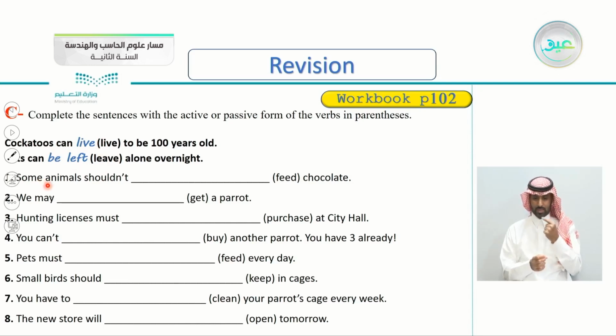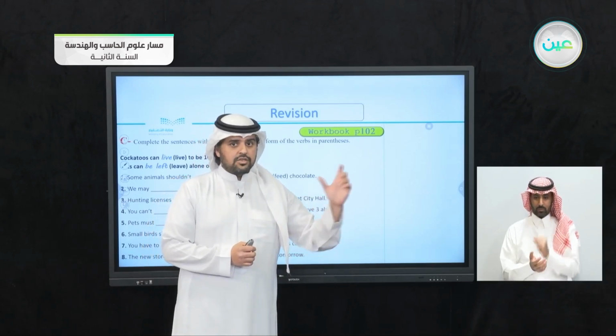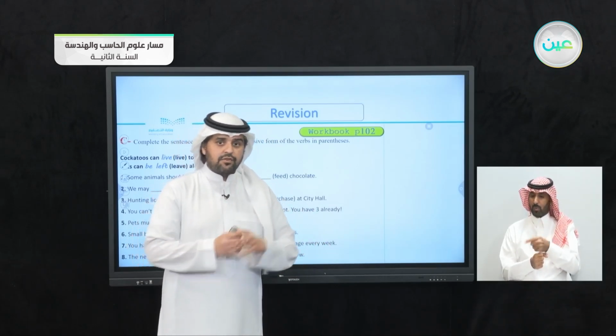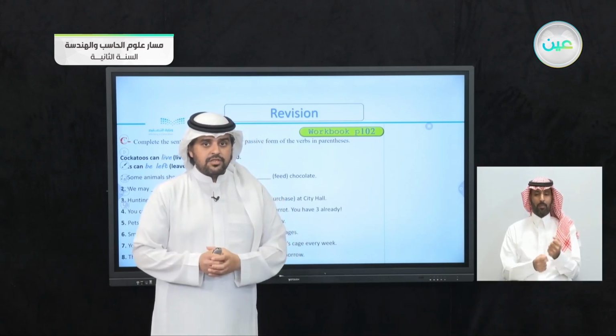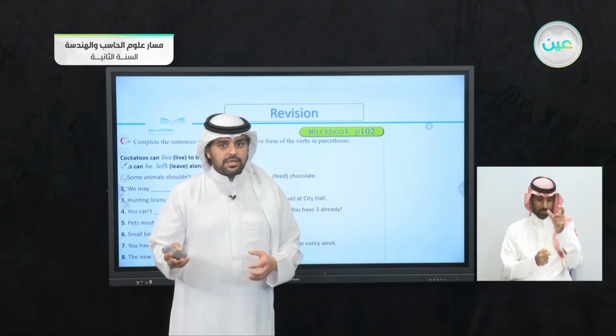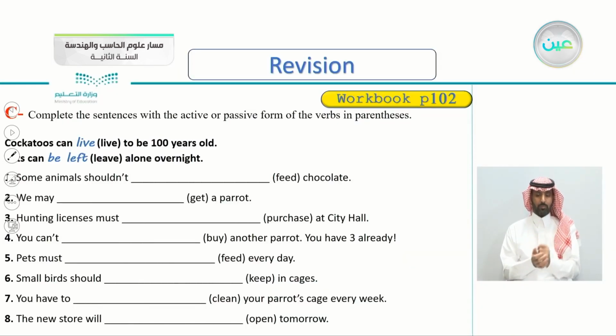So let's take number one. Some animals shouldn't feed chocolate. So the verb here is feed. If you remember the form for the active and for the passive, with any form of be, then the past participle of the verb. Is it active or passive here? Is the subject there? Is the object there? There are many clues to decide whether it's an active or passive sentence. So again, number one, some animals shouldn't be fed chocolate.